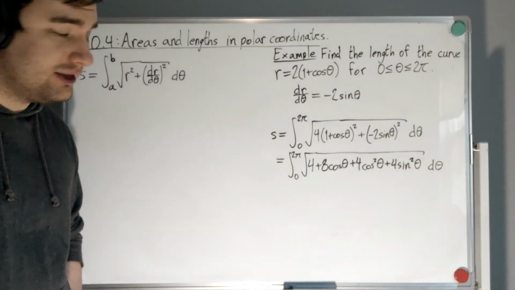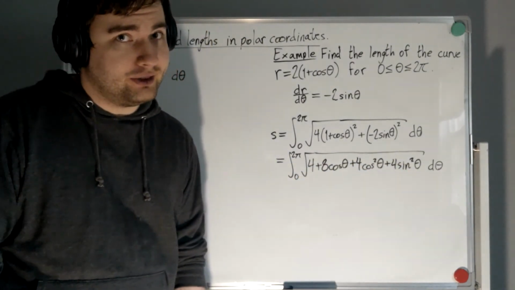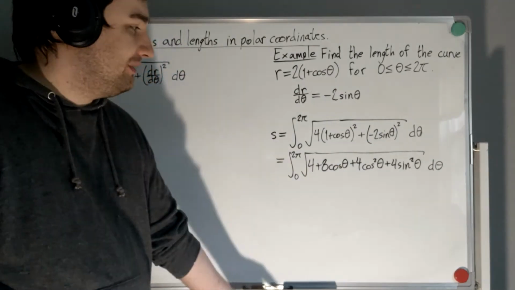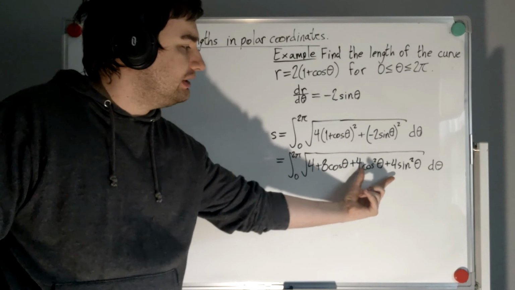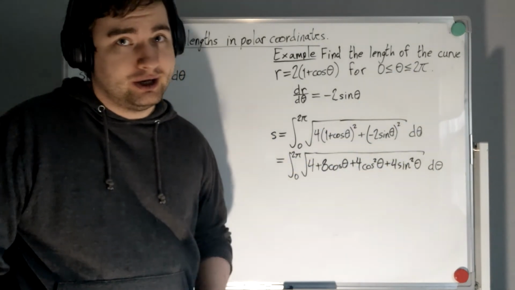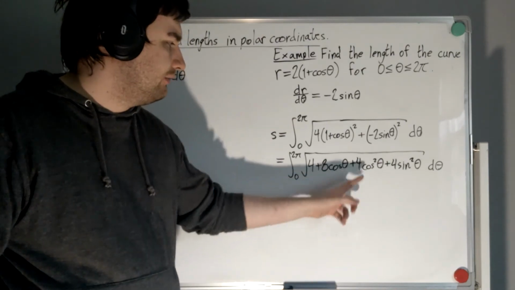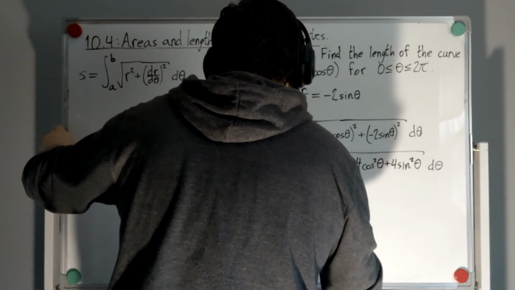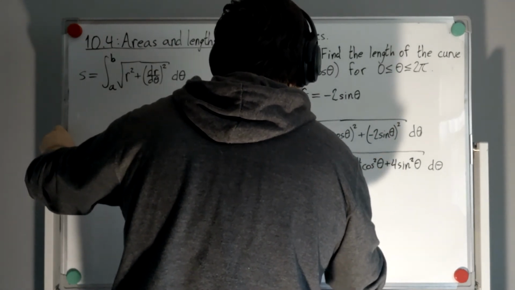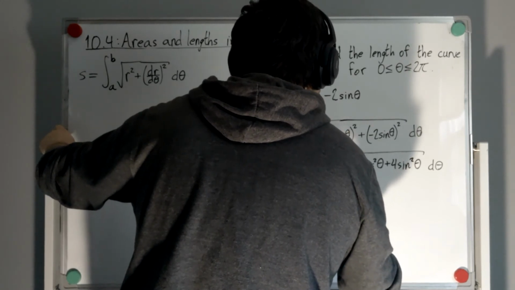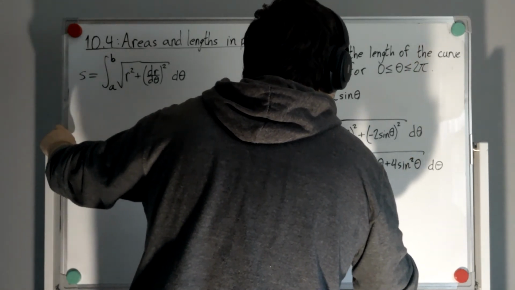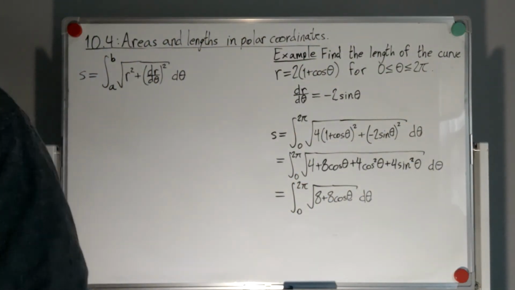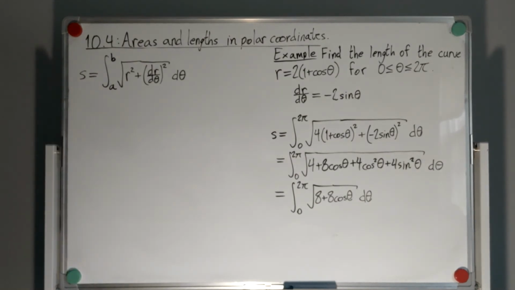And as always, in math, when you see cosine squared and sine squared happening together, you're going to look for a way to add them up and get 1. And we can do that here, because if you factor out the 4 from both of these terms, you get 4 times cosine squared plus sine squared, which is 4 times 1. And then 4 plus 4 is just 8. So then this becomes the integral from 0 to 2 pi of the square root of 8 plus 8 cosine theta d theta. Right then, so then we have to take care of that integral.